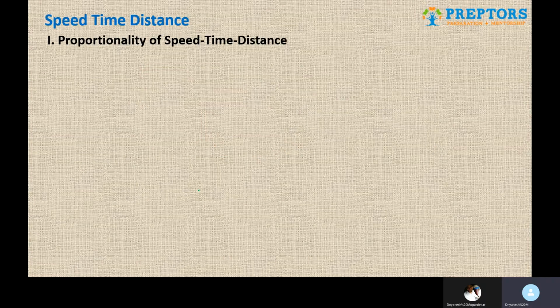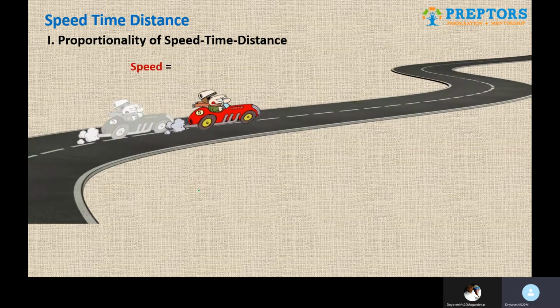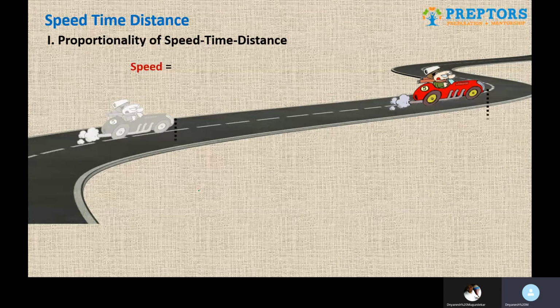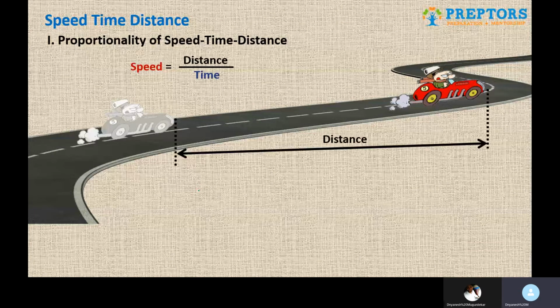So the first part, as usual, the basic formula of speed that we all know since school days, that speed is equal to distance upon time. Speed is equal to distance upon time. Now based on this formula, we can derive some relations.